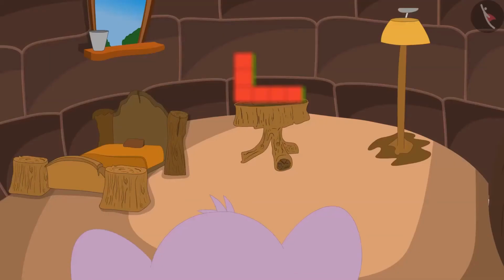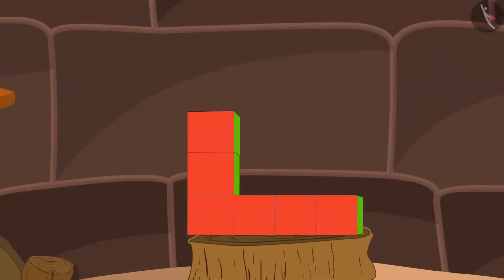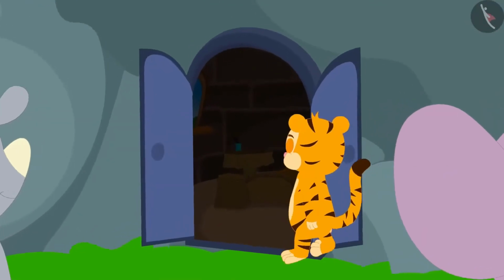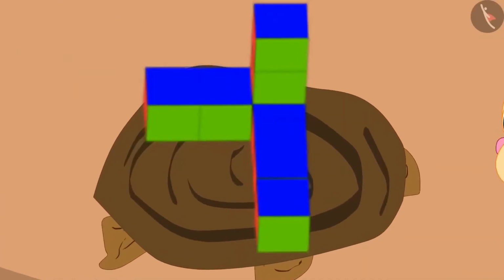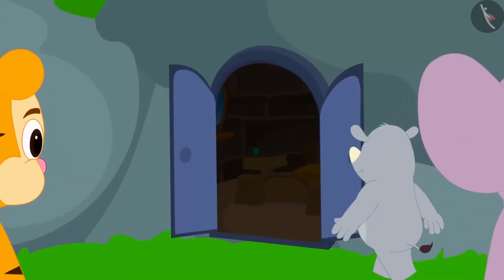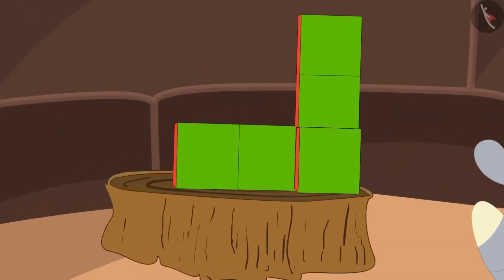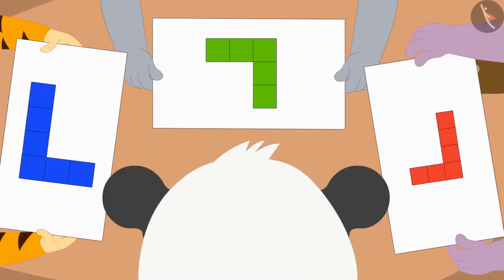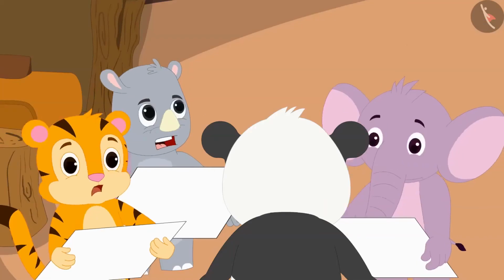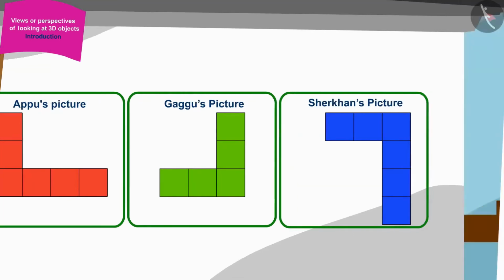First, Appu saw the shape made by Golu and went and drew his picture. Then, Sher Khan also went and saw the shape made by Golu and made his picture. And finally, Gaggu went and saw the shape made by Golu and made his picture. All three were shocked when they showed their pictures to Golu. The pictures made by the three of them were completely different.